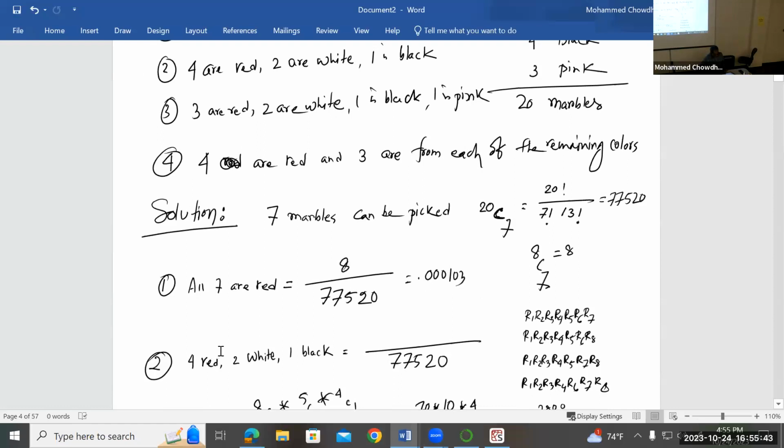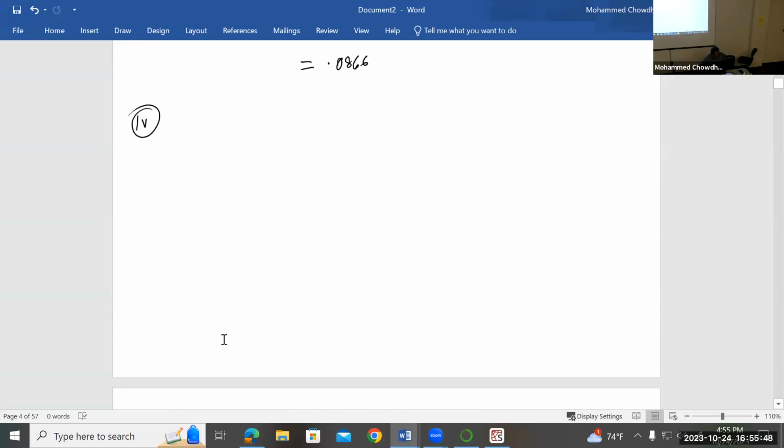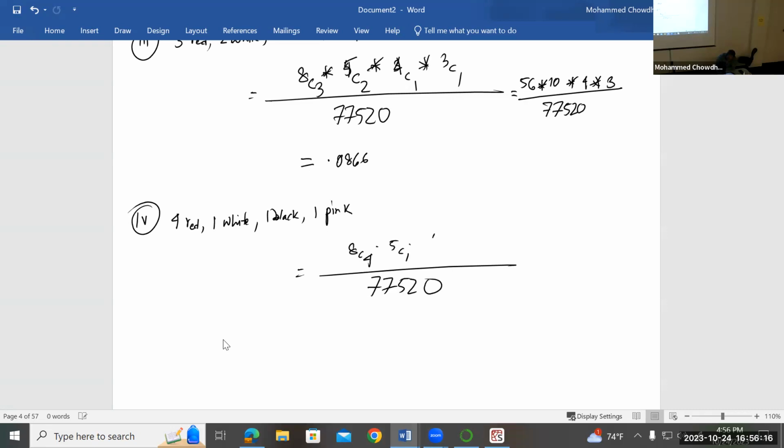Four are red and 1 is from each of the remaining colors. So 4 red, 1 white, 1 black, and 1 pink, which could be obtained by 8 choose 4, and then 5 choose 1, 4 choose 1, 3 choose 1, divided by 77520. Okay.